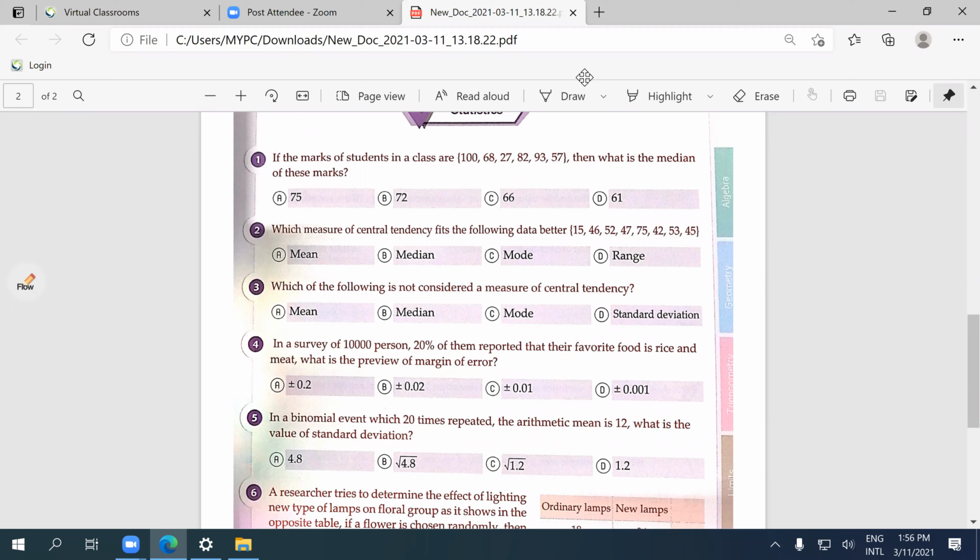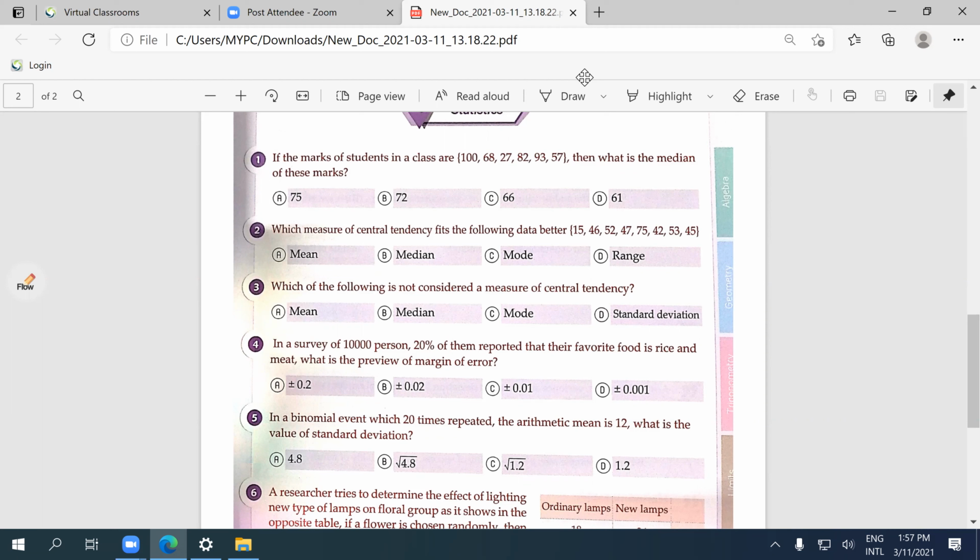We're going to number 2. Which measure of central tendency fits the following data better? 15, 46, 52, 47, 75, 42, 53, 45. First, we arrange it from the least to greatest. Which is the best measure for this? Mean, median, mode, range. I think maybe mean.